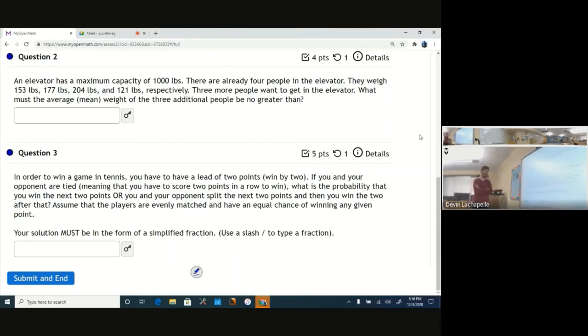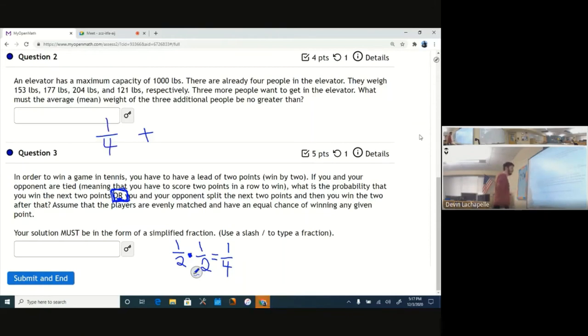Okay, so this is another tough one. This is a five-pointer. All right, so we've got this "or." That means we're going to add a couple probabilities together. Or means we're going to add. All right, so the probability that I win the next 2 points. Well, I have a 1/2 chance of winning the first point, right? It's just like flipping a coin. Then I have a 1/2 chance of winning the second point. In order to find the probability of doing both in a row, I multiply these together. 1/2 times 1/2 is 1/4. So the probability of me winning 2 points in a row is 1/4.